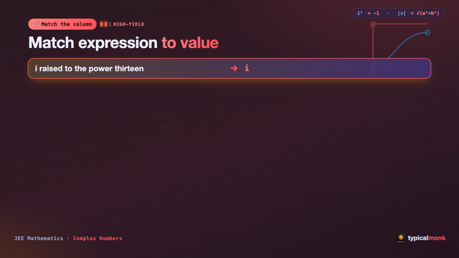A quick match now. Say each answer aloud before I reveal it. i^13, divide 13 by 4, the remainder is 1.